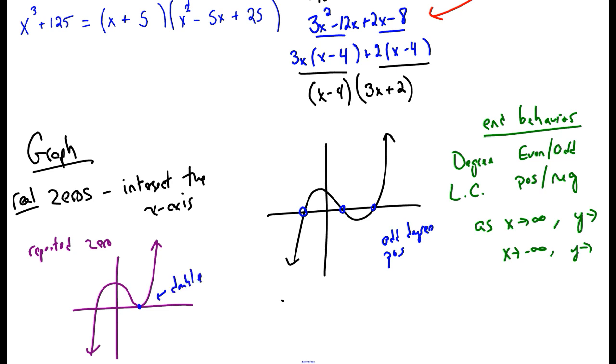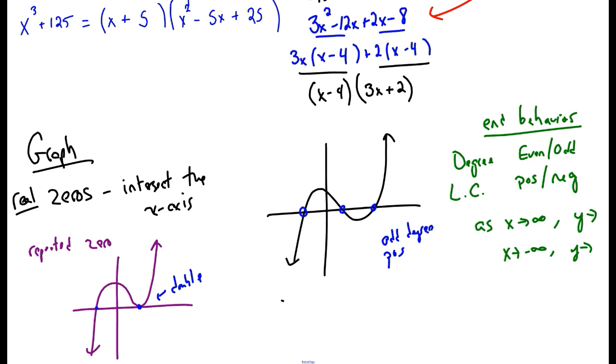Why? Because it kissed the x-axis and then turned around. Whereas over here, I know I only have one of them because it crossed through. It crossed through, so I just have one of those zeros. But when I kiss the x-axis and turn around, that is a double 0. So this was Unit 1.